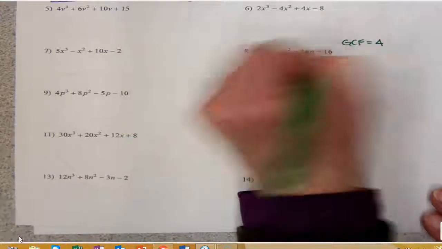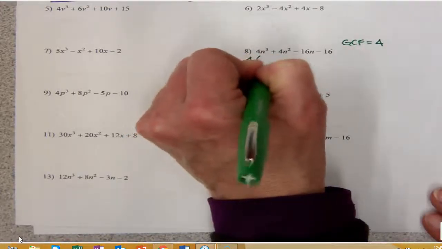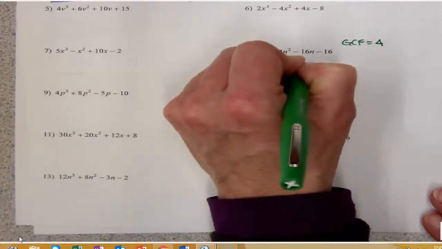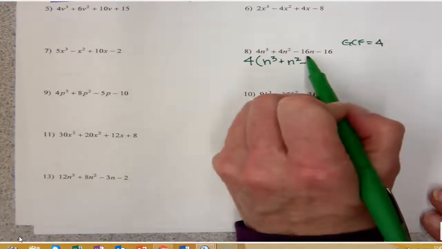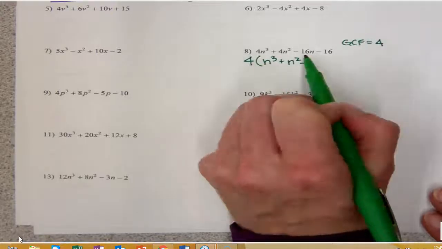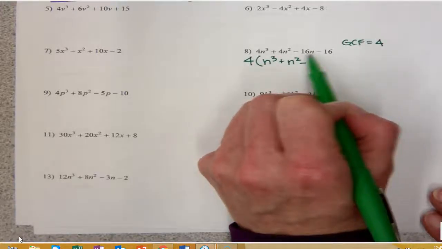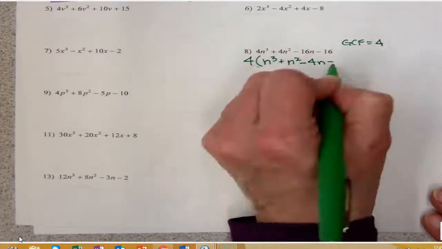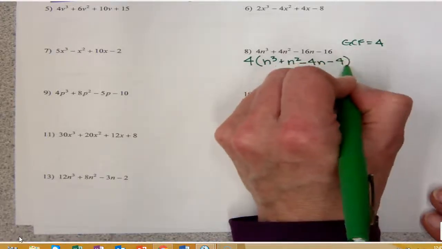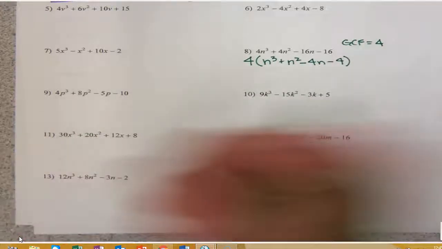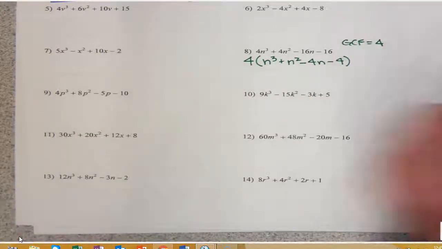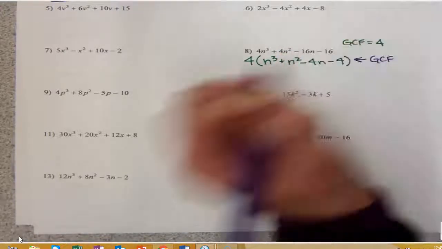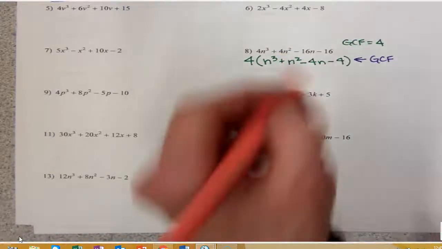So when I take out my 4, I'm left with n cubed plus n squared minus 4, negative 16n divided by 4 is 4n. 16 divided by 4 is 4. So now that I've factored this out, so here is my GCF. Now I can start my grouping.